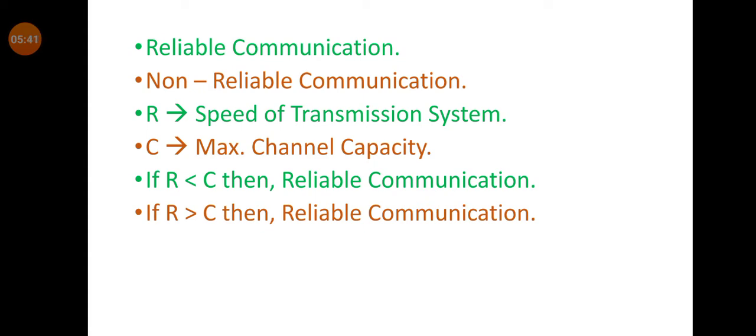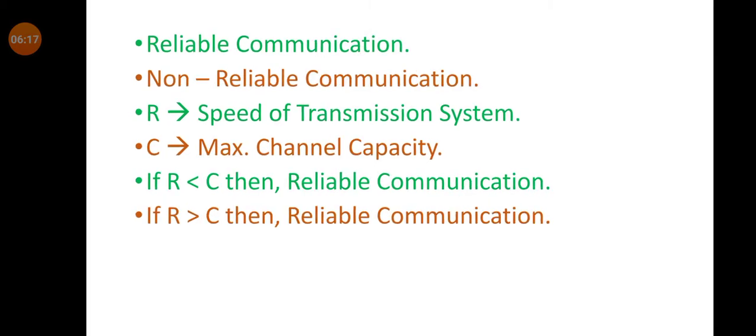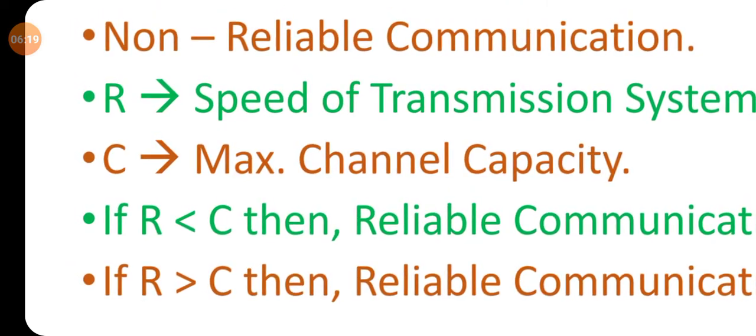Hope you understood these two terms. If you understand this, then you can understand the next concept also. Reliable communication means error-free communication, that is, in transmission of information no error or only very small error occurs. Non-reliable communication means communication with few errors. In transmission of information, a few errors may occur, and such transmission we can call non-reliable communication.